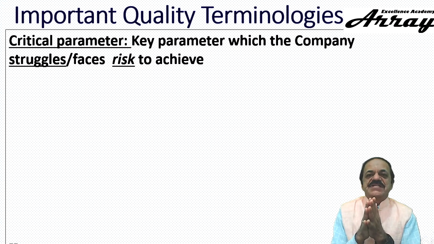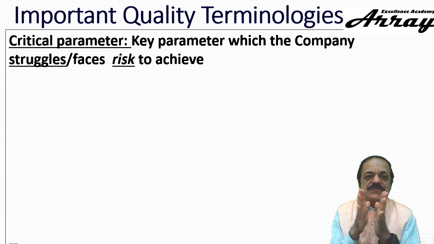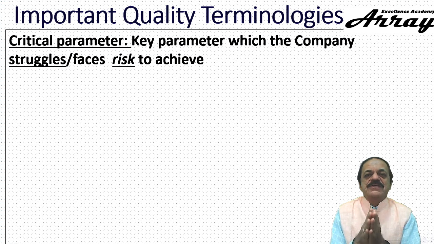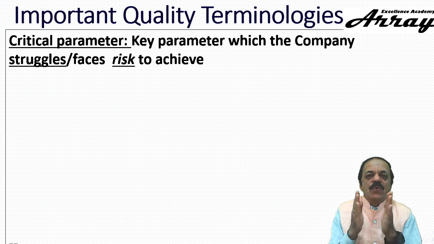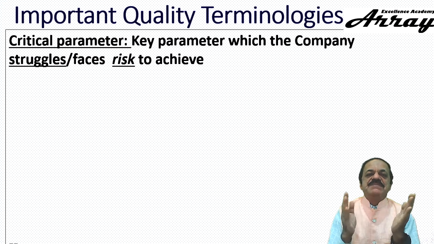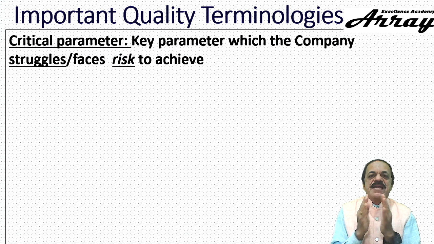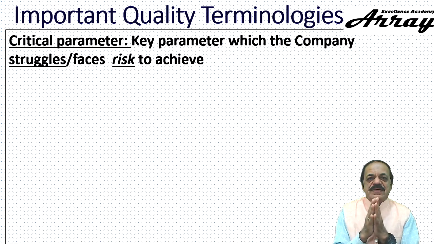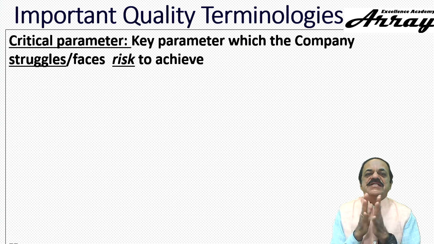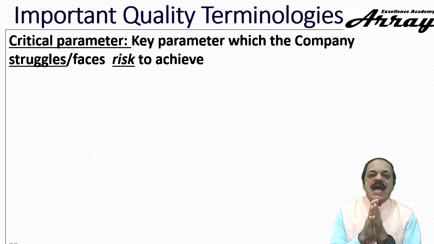Though there is no deviation allowed, our processes also will be so good that they are also capable of meeting those requirements. We struggle to meet, or we have risk to meet only 1 or 2 parameters in any major product. This has been my experience. These parameters where the company is struggling, where the company has risk to achieve, is called as a critical parameter.